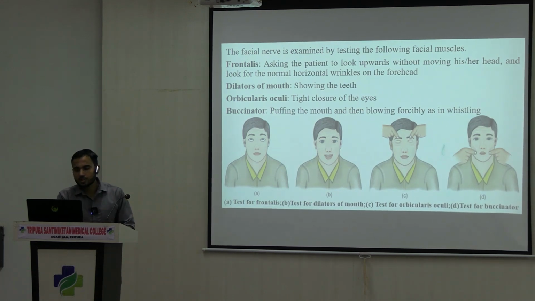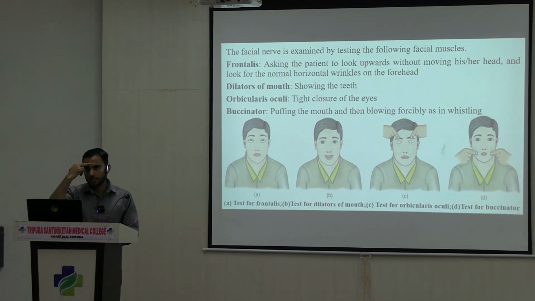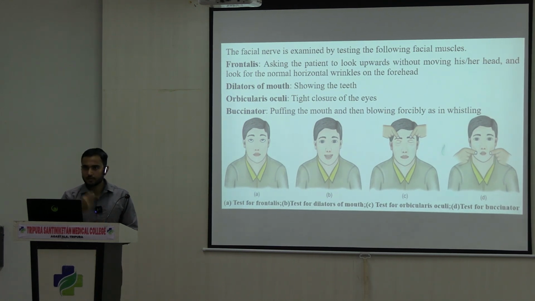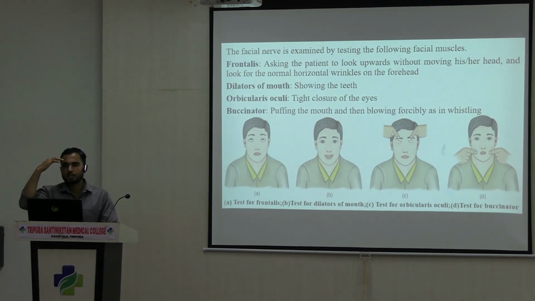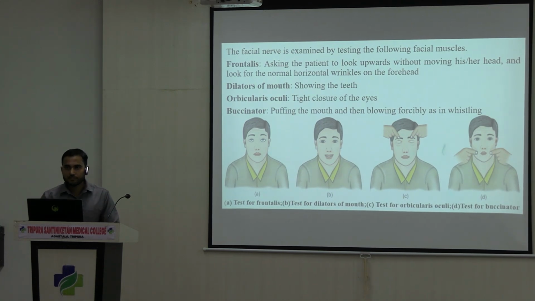Very simple. First, in order to check the frontalis muscle, what will you do? You will ask the patient to look forward, without moving the head. At that time, what will happen? You can see the wrinkles appearing on the forehead. If wrinkles are appearing on the forehead, that means it is normal.